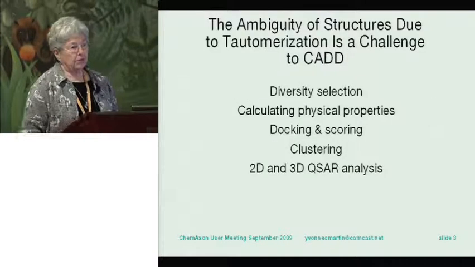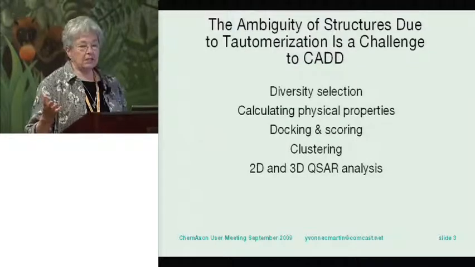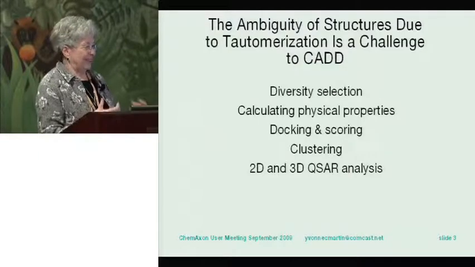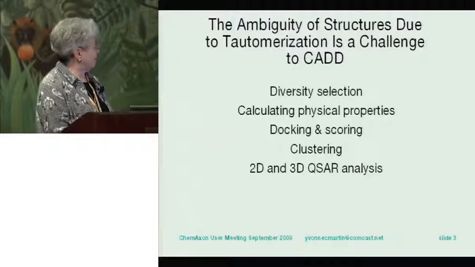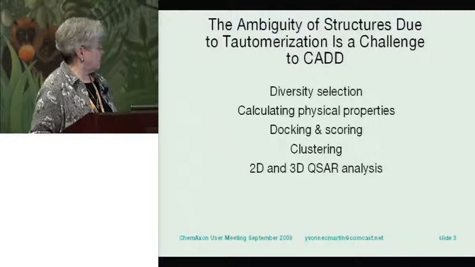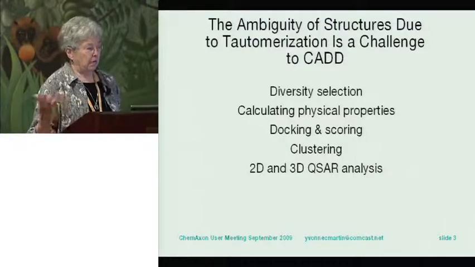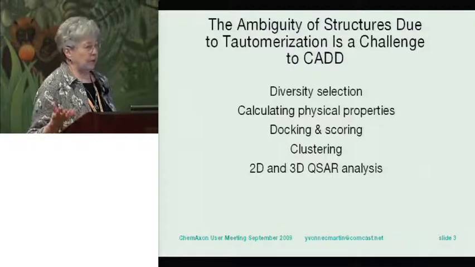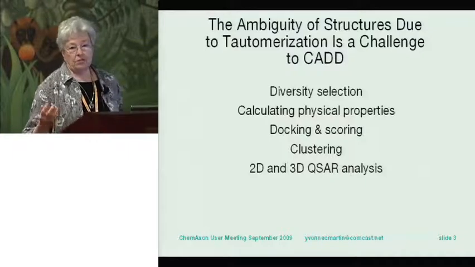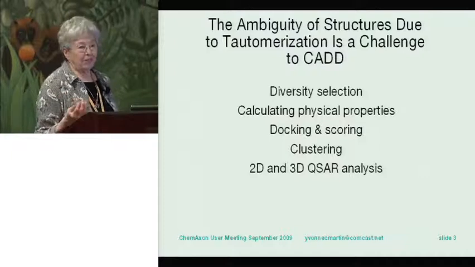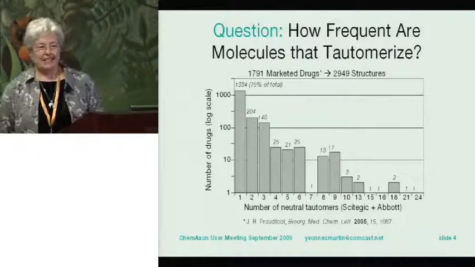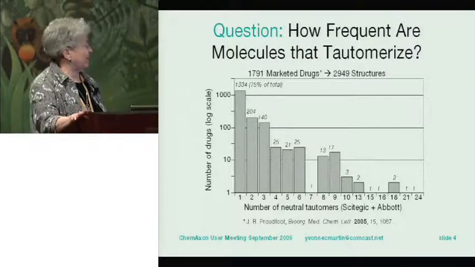And so it affects everything from diversity selection, because obviously if you have the wrong structure in the computer, you're going to think this molecule is different from another one when in fact it really isn't. Calculating physical properties. Certainly the big issue is with docking and scoring, but also because the structures of the Tautomers are different, clustering might put 2 molecules that really are the same in different clusters. And then, of course, there's the issue of quantitating the effect of tautomerization on biological potency. So you say, oh, well, that's not such a big problem. But in fact, it is.